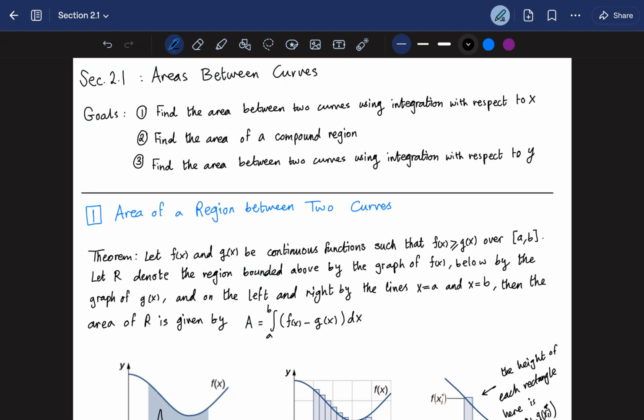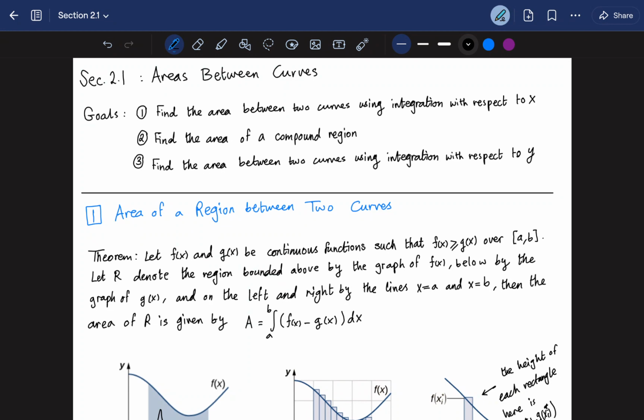Okay, so let's start with section 2.1, which is areas between curves. In chapter 1, we talked about finding the areas under a certain curve using the definite integral, whether it was evaluating the definite integral directly using the antiderivative, using some geometric formulas, or even using Riemann sum to approximate the area. It was only under one curve. So in chapter 2 here, we're going to start talking about finding areas between any curves, whether it was one curve, two curves, or many more.